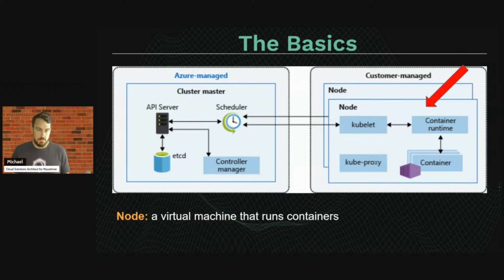So now we have the nodes. To run your applications and supporting services on AKS, you need a Kubernetes node. A node is essentially a virtual machine. It contains all of the services needed to run the VM, the containers to run your application, and then some other components that we'll touch on.